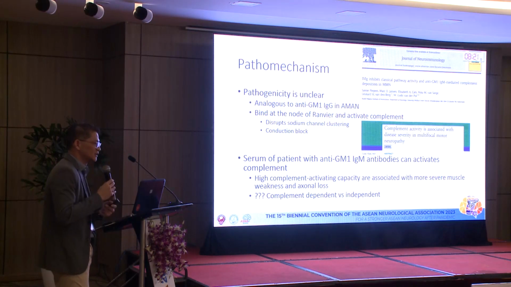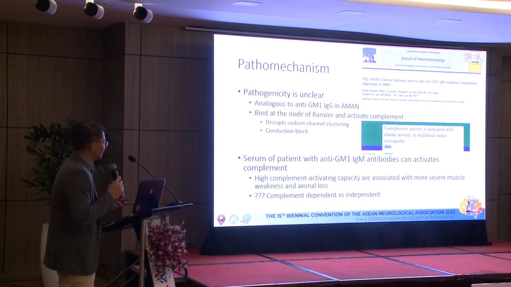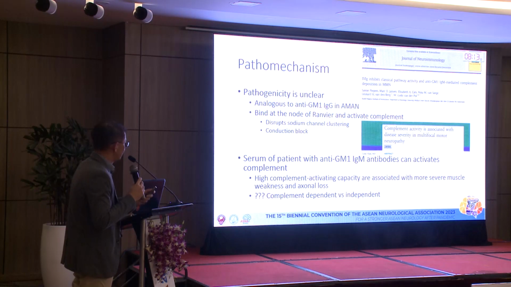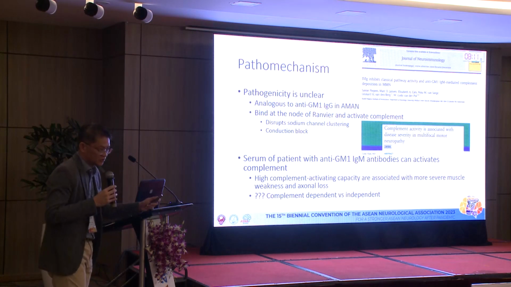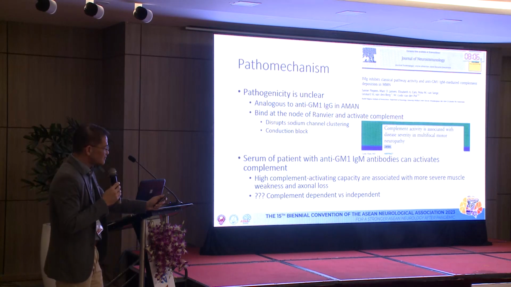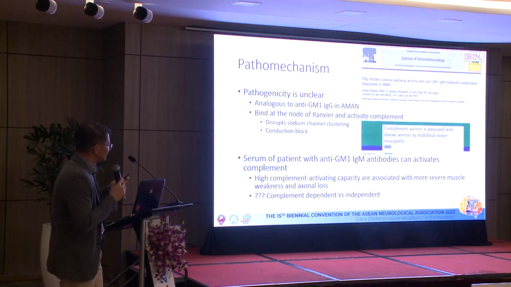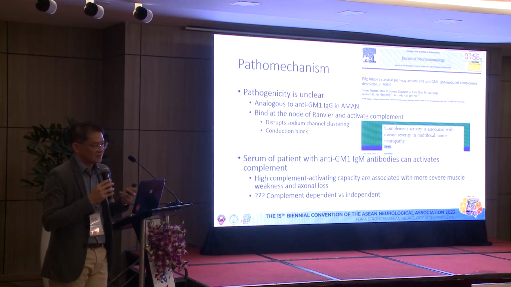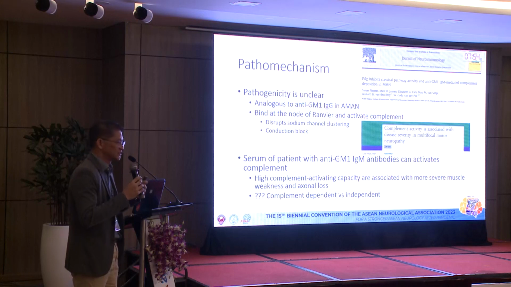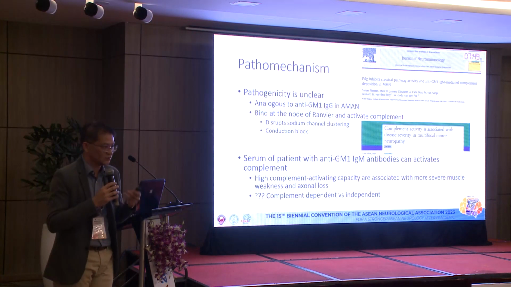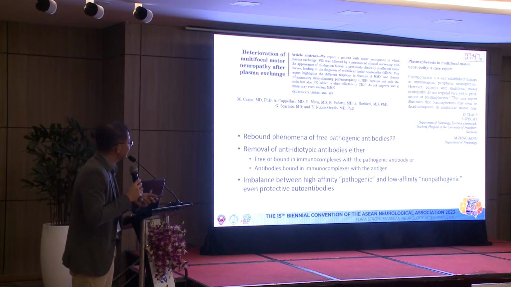It is thought that it resembles AMAN, the axonal form of Guillain-Barré syndrome, where you have an IgG anti-GM1 antibody that targets your nodal antigen. Due to that, it's supposed to activate complement and cause complement-dependent neuronal degeneration. But when you have this complement involvement, they should normally respond well to plasma exchange, because plasma exchange also removes complement, technically. But in real clinical practice, you don't see that.